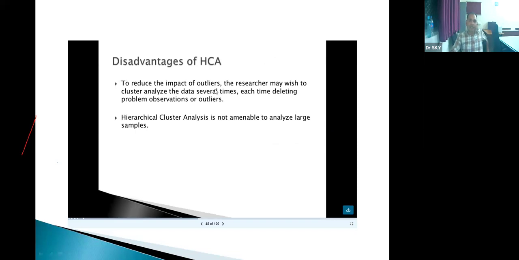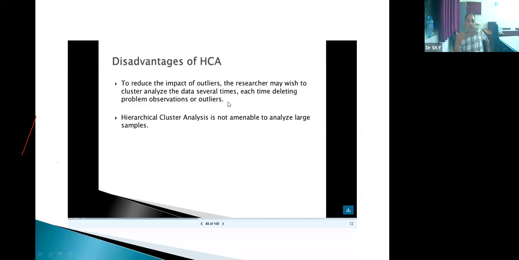What are the disadvantages of hierarchical cluster analysis? We don't have an exact idea of how many clusters should be made, and there is the problem of outliers if they are important. So these are some drawbacks of hierarchical cluster analysis. To reduce the impact of outliers, the researcher may wish to cluster analyze the data several times, each time deleting problem observations or outliers.